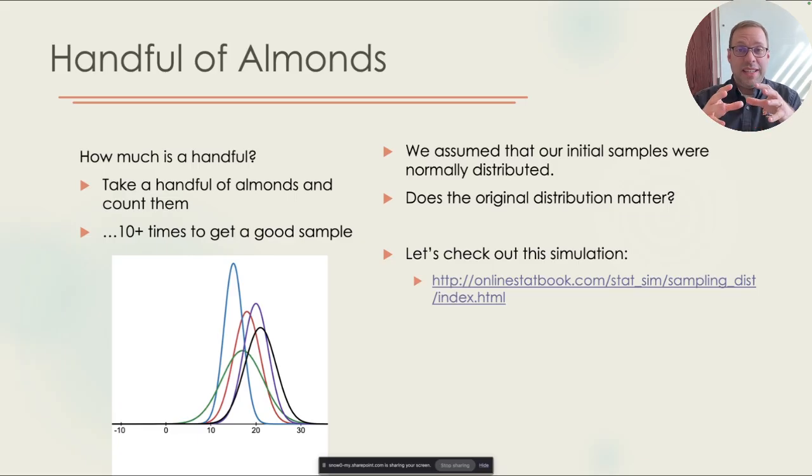And we said, well, I just kind of assumed it's going to be a normal distribution. Does the distribution have to be normal? Does the original distribution matter? Can it be uniform? Can it be skewed? Can it be bimodal? Can it be binomial? I don't know. Can it be something else? Shall we find out? Okay, I have a simulator here that will help us to actually see this.